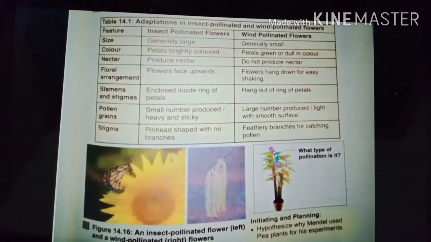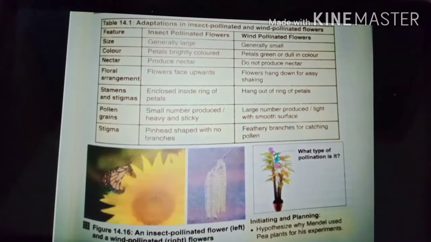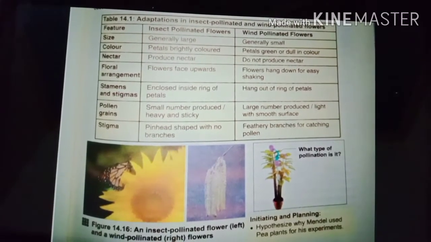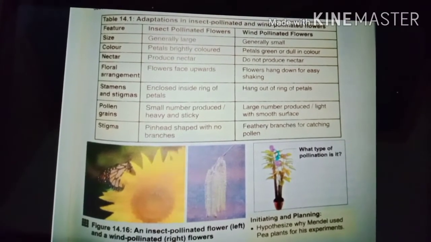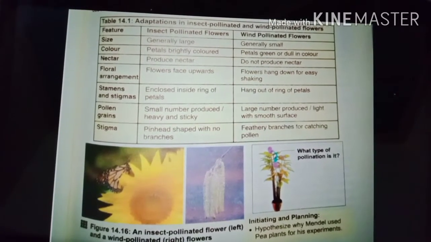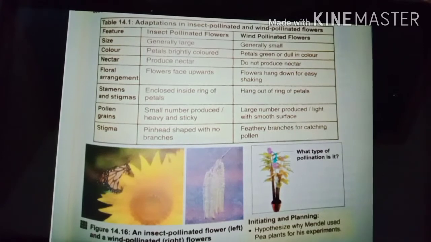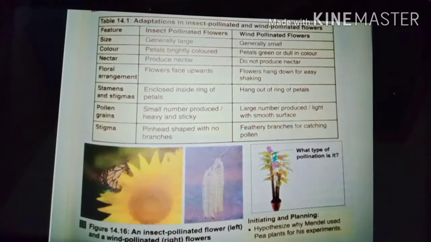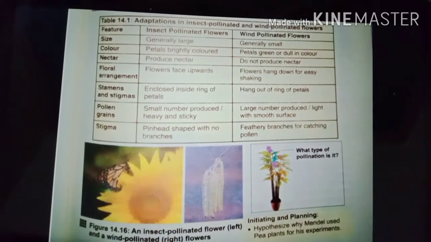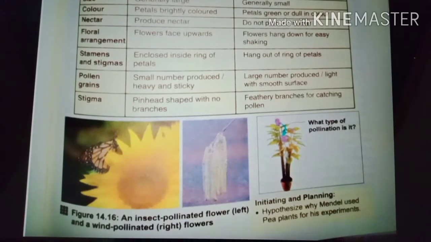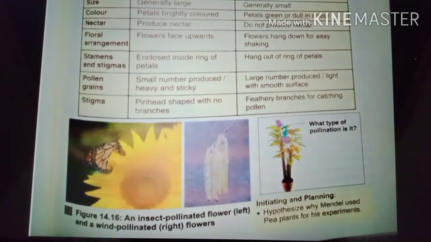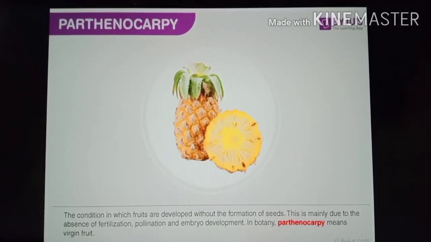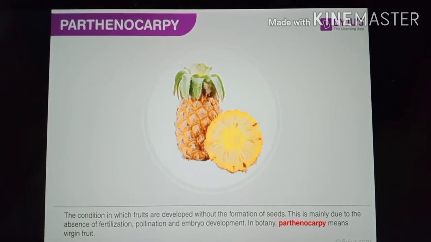Stamens and stigmas are enclosed inside ring of petals, while stamens and stigmas hang out of ring of petals in wind pollinated flowers. Pollen grains are small in number when they are produced and they are heavy and sticky, while in wind pollinated flowers they are large in number and they are light with smooth surface. Stigma is pinhead shaped with no branches, while that of wind pollinated flowers, the stigma has feathery branches for catching pollen. So here is an insect pollinated flower on the left and the wind pollinated flowers on the right.